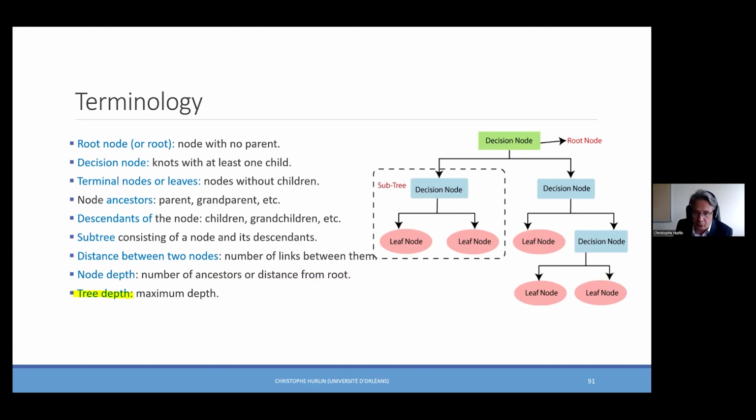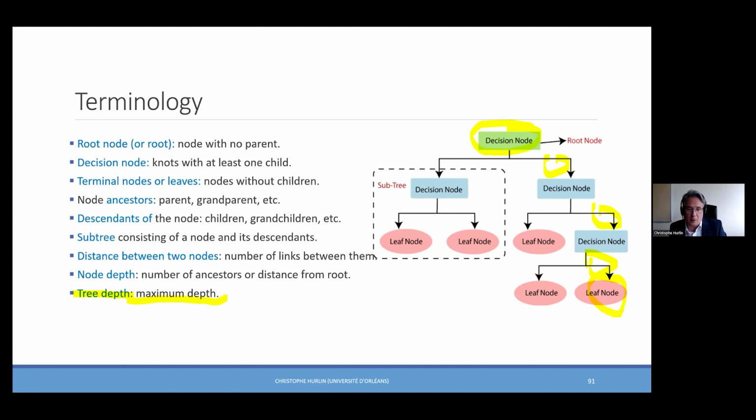The depth of the tree, or the tree depth, corresponds to the maximum depth that I can define in my tree, okay? So here, how to find the maximum depth? This is the distance between the root and this leaf, for instance. So the depth of this tree is equal to 3. 1, 2, 3. This is the maximum depth that I can define between a final node and the root in this tree. Is this clear for the definitions?